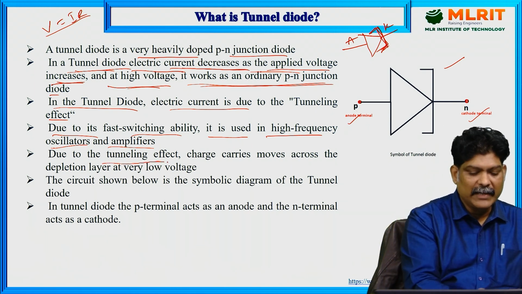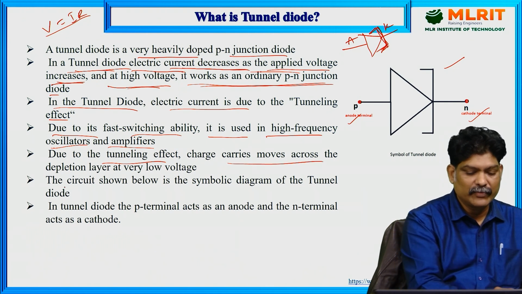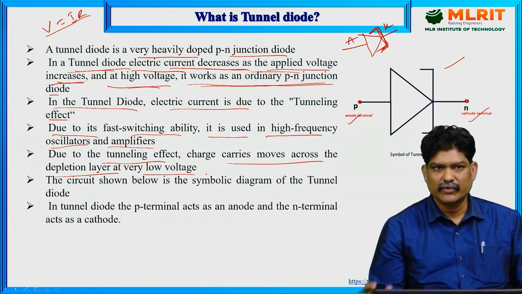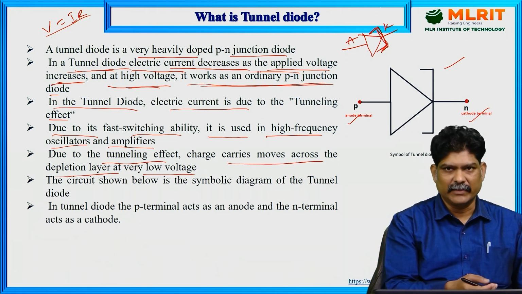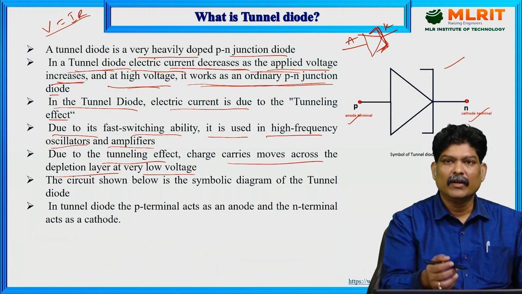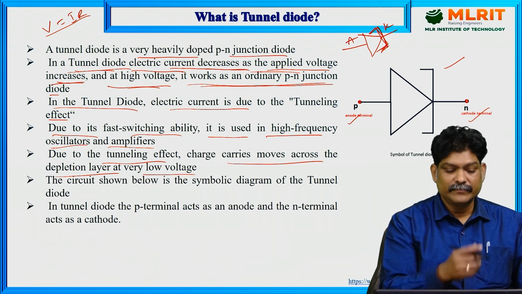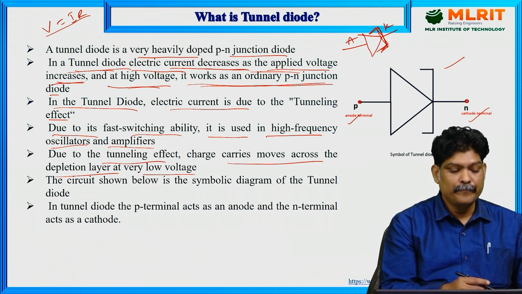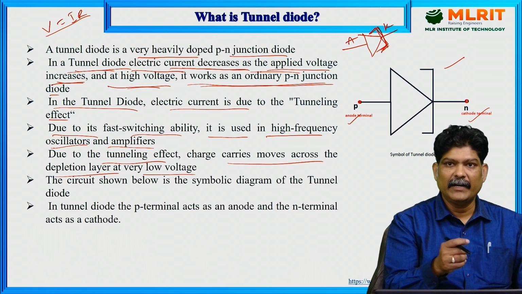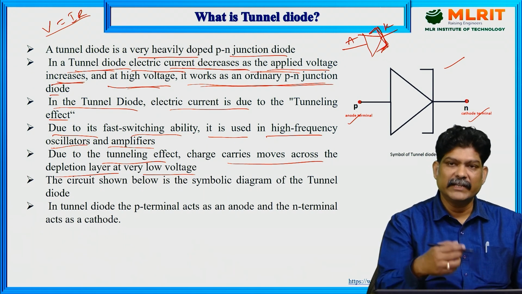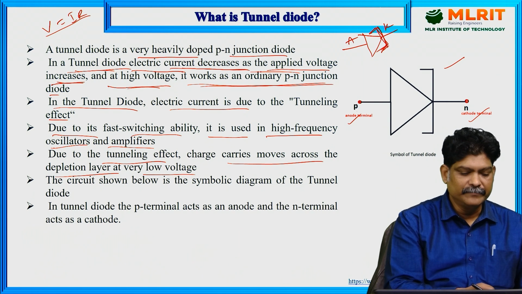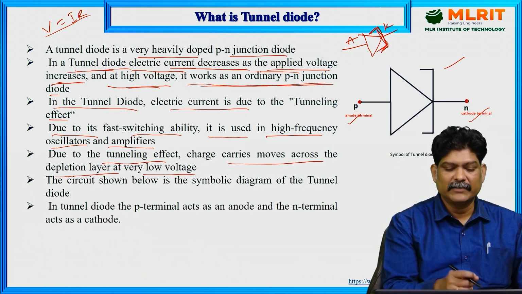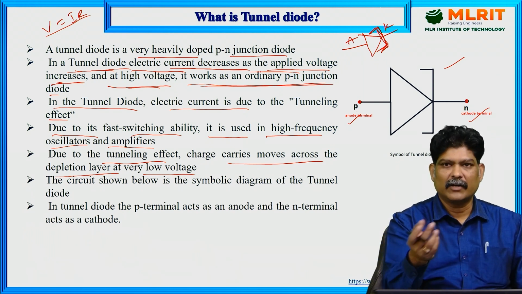And due to the tunneling effect, charge carriers move across the depletion layer at a very low voltage. So due to the tunneling effect, it requires very less voltage. At very low voltage also, the charge carriers move across the depletion layer, because it is heavily doped. So many charge carriers are available, and due to the tunneling effect, charge carriers can easily move or cross the junction.